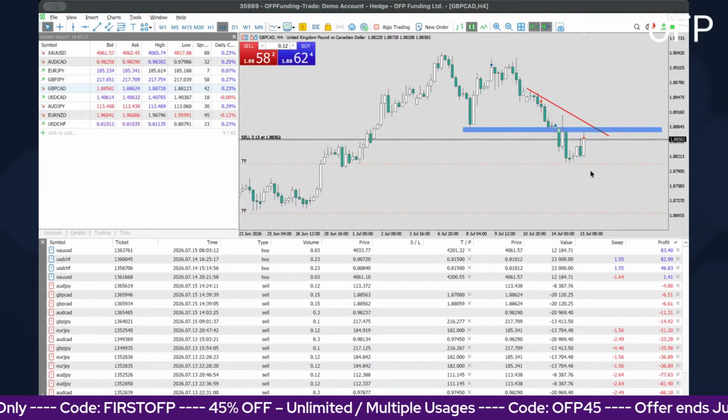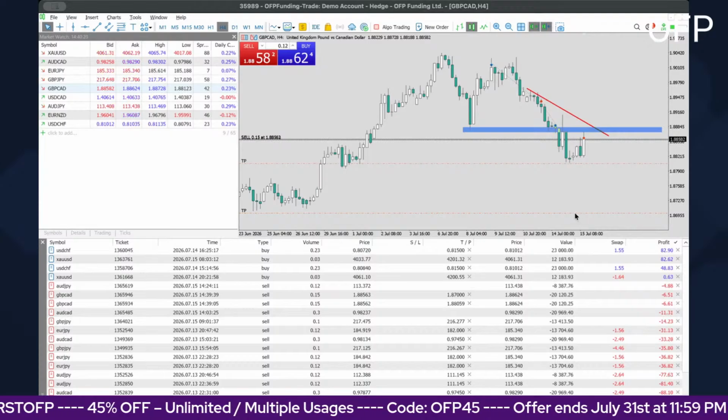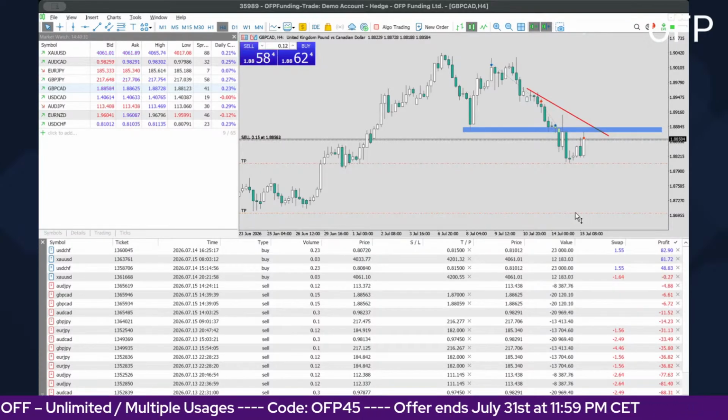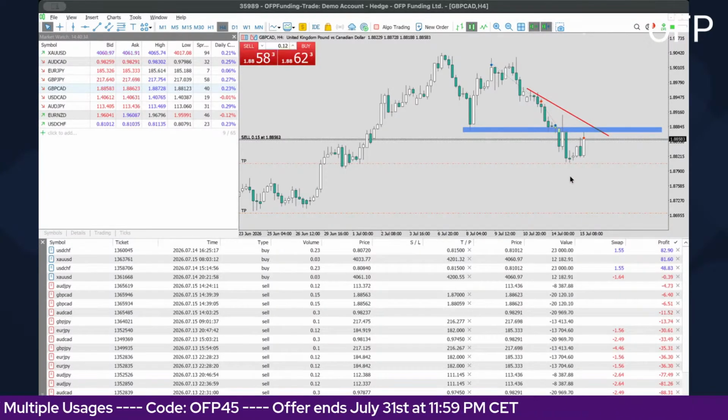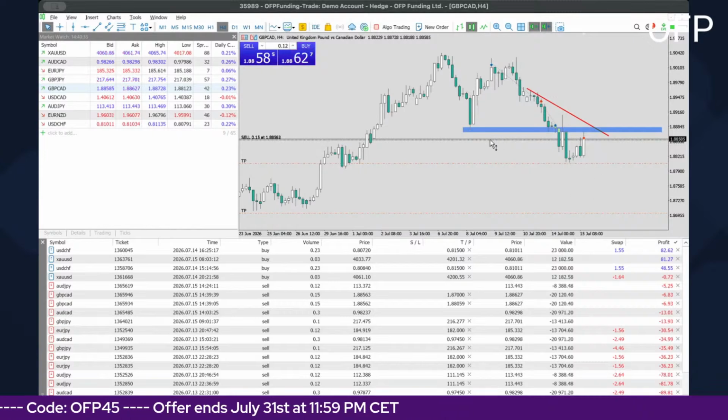So this is going to be the first area. Then we're going to see if it's going to reach here after news. I'll keep checking. If it doesn't, I'm just going to close it out right below this area. So that is what we're going to do.